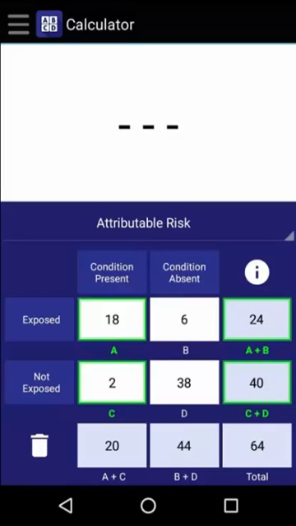Using the data provided, we find that the incidence of the condition in those who ate contaminated chicken was 18 over 24, which is 75%, whereas the incidence of the condition in those who did not eat any chicken was 2 over 40, which is 5%. By subtracting the incidence of the condition in those who were exposed by the incidence of the condition in those who were not, we find that the attributable risk is 70%.